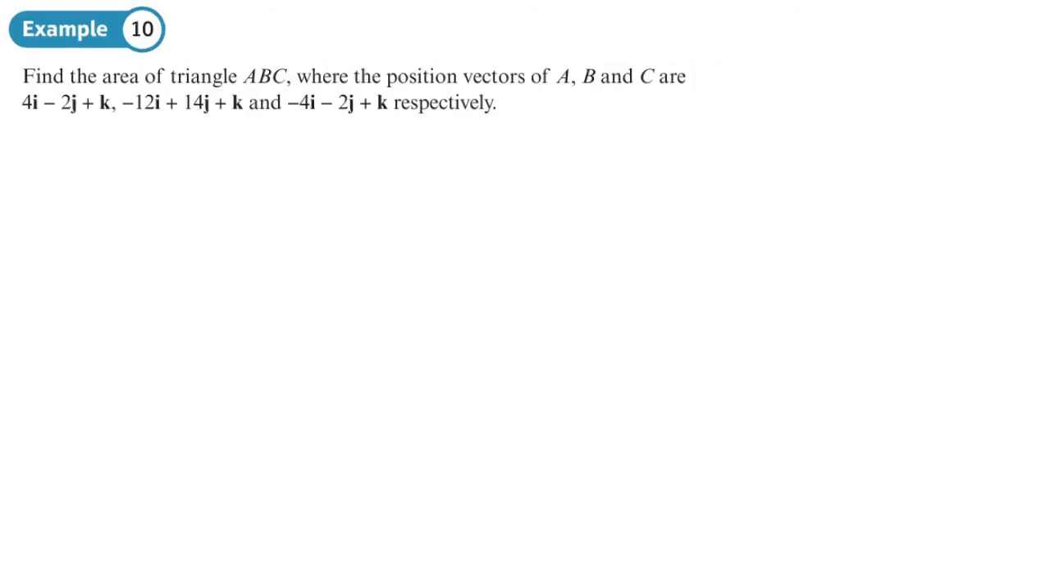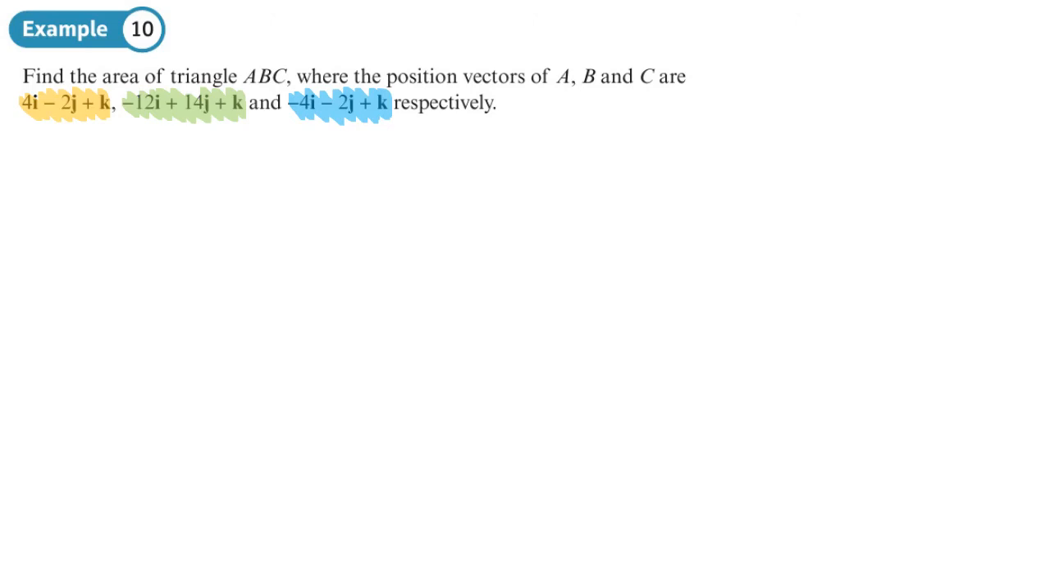Right, find the area of a triangle ABC, where the position vectors of A, B and C are given as these vectors. So that one, when it says respectively, it means in the same order. So let's highlight them in different colors so we don't get confused about which one is which.